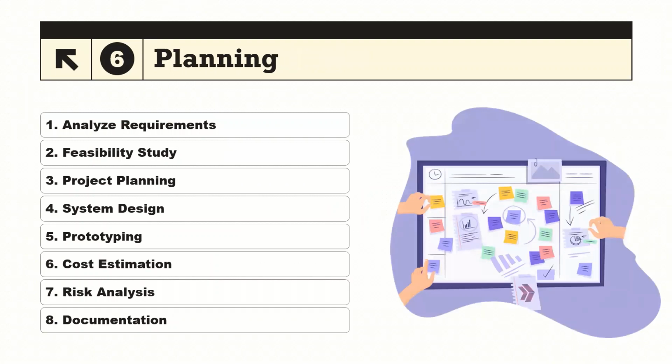Planning. In this planning phase, we'll talk about analyzing the requirement, feasibility study, project planning, system designing, prototype of the design, and also estimating the costing, risk analysis, and the documentation. The whole process starts with planning.